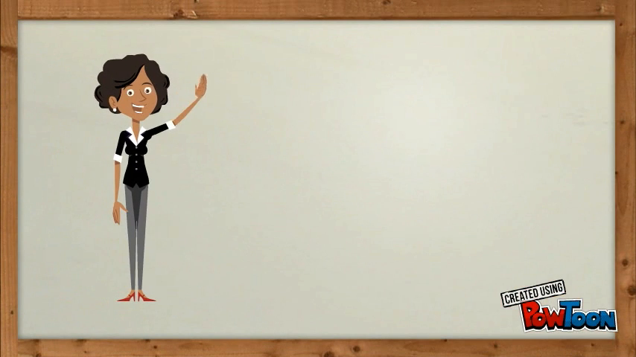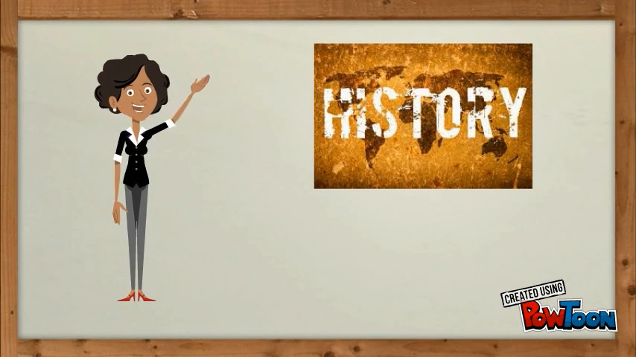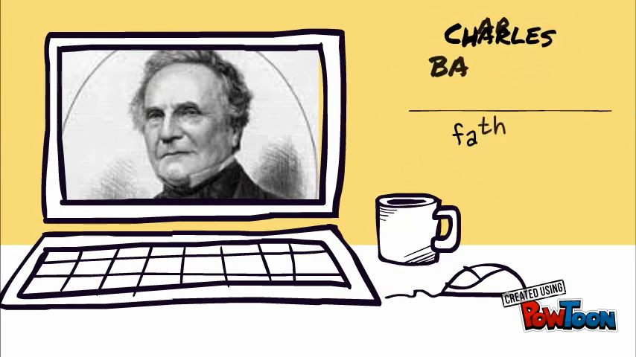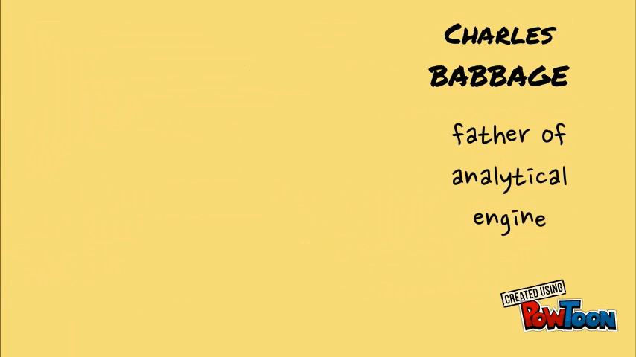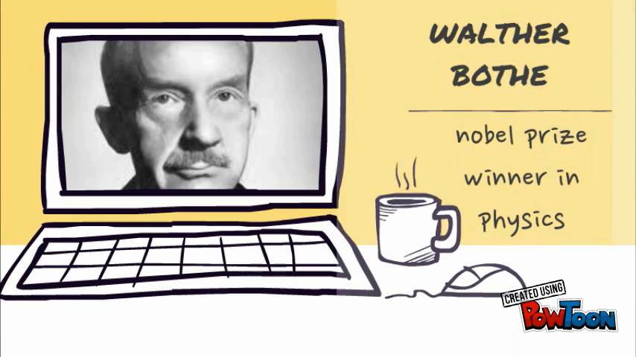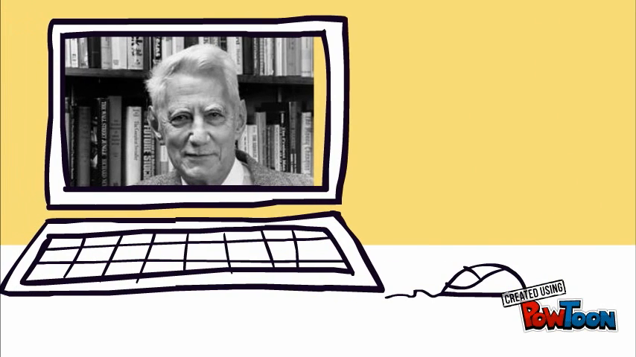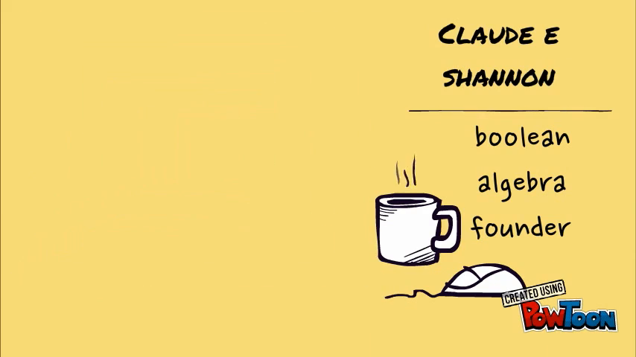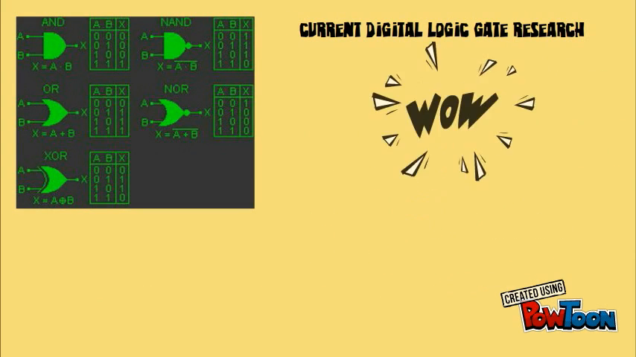Now, let me bring you through a history of logic gates. The very first logic gates were mechanically made, and the most famous analytical engine by Charles Babbage were based on these logic gates. The first modern electronic gate was invented by Nobel Prize winner in physics Walter Boole. Subsequently, Claude E. Shannon introduced Boolean algebra in logic gates analysis, which has become the foundation in current digital logic gate research.